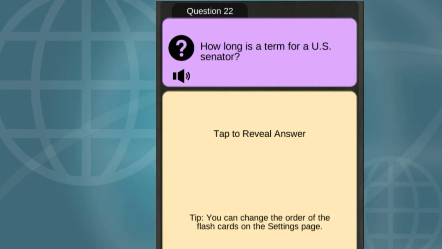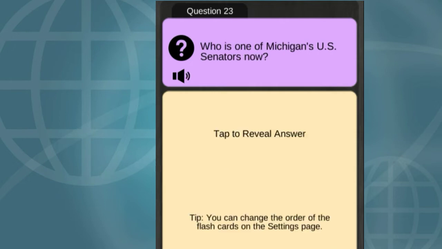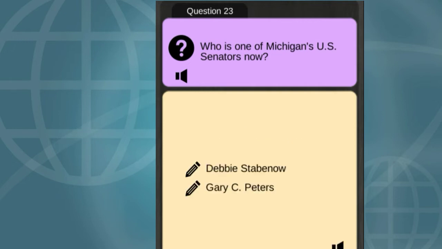How long is a term for a U.S. senator? 6 years. Who is one of Michigan's U.S. senators now? Debbie Stabenow. Gary C. Peters.